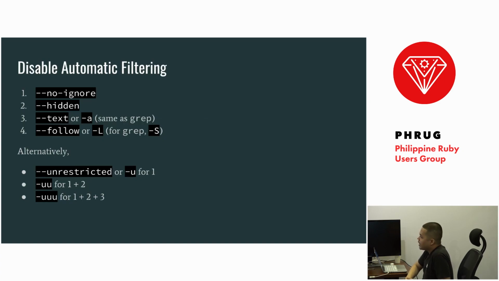Since grep doesn't have the git ignore and hidden file automatic filtering, -uu is like equivalent to grep -r for recursive. And the triple u is roughly equivalent to grep -r -a. So recursive, and then -a for the third item, for binary files search.